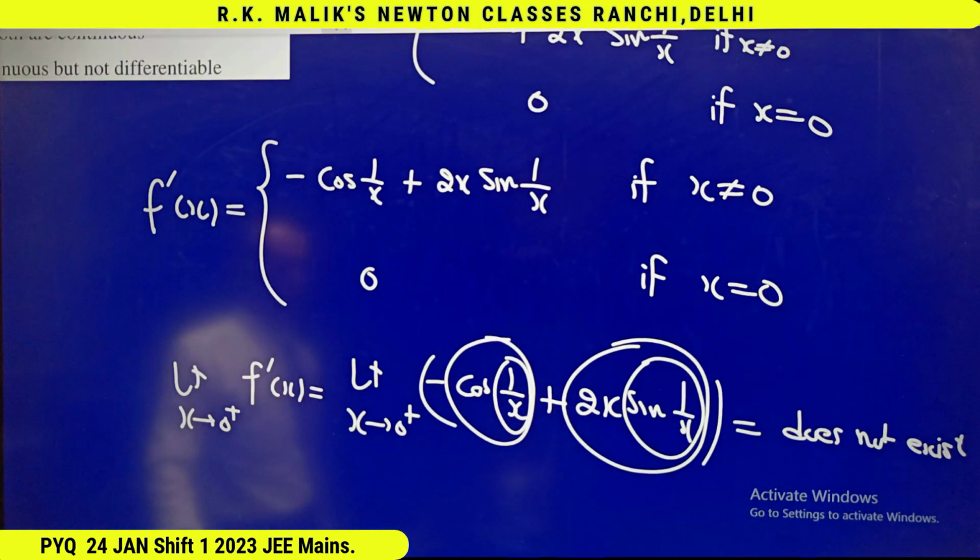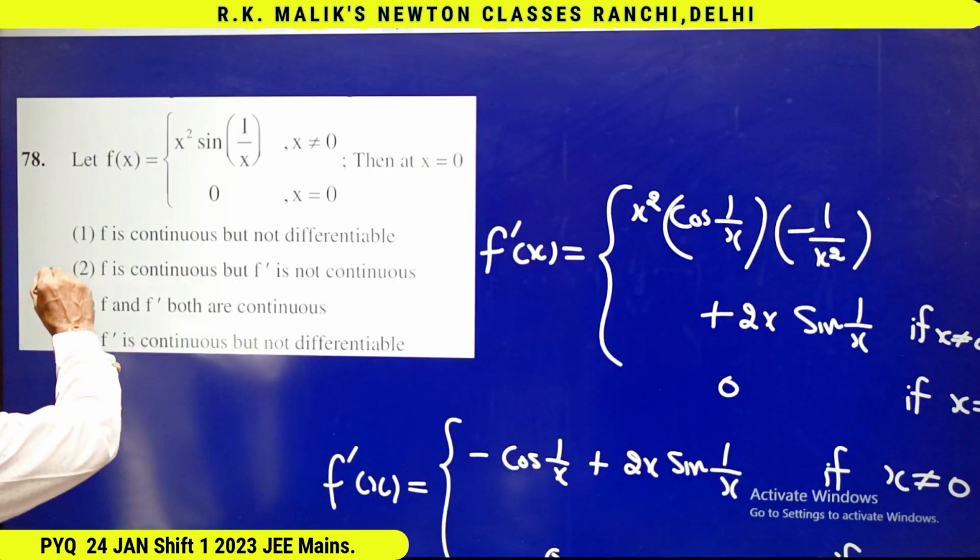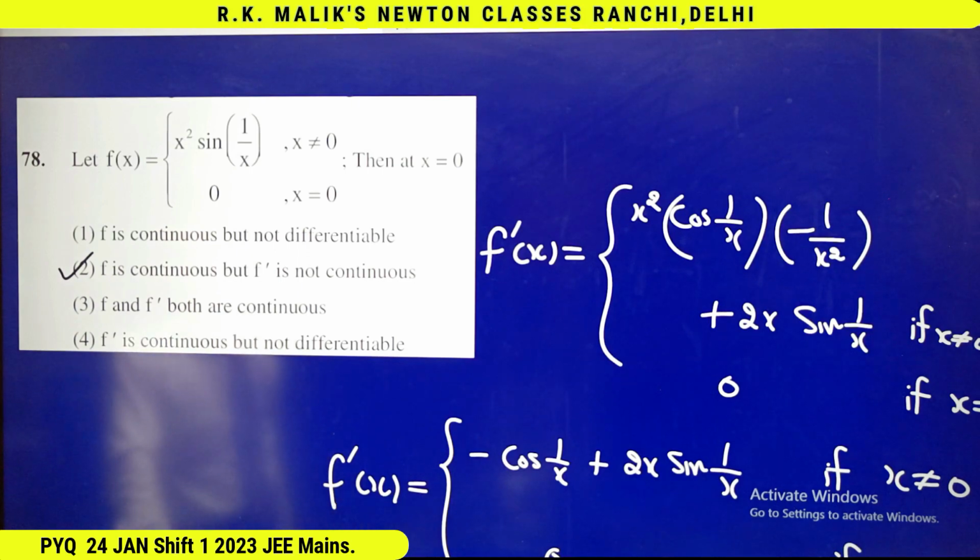Hence, it is not required to find the left hand limit now, because for continuity, the left hand limit, right hand limit, and value of the function, all three must be equal. Hence, the function f dash x is not continuous at x equal to 0. And because it is not continuous, f dash x is not differentiable at x equal to 0. Hence, it is clear that the second choice becomes the correct choice.